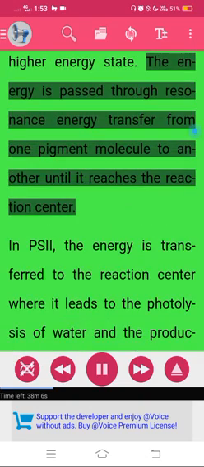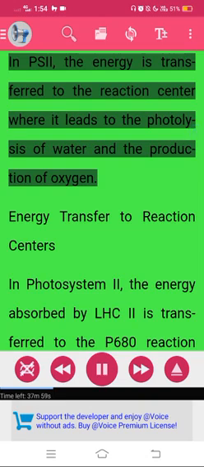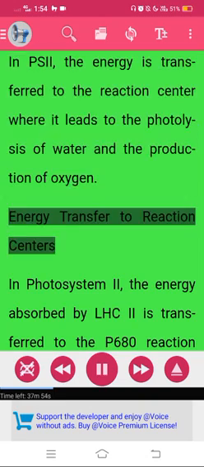a higher energy state. The energy is passed through resonance energy transfer from one pigment molecule to another until it reaches the reaction center. In PSII, the energy is transferred to the reaction center where it leads to the photolysis of water and the production of oxygen. Energy transfer to reaction centers.